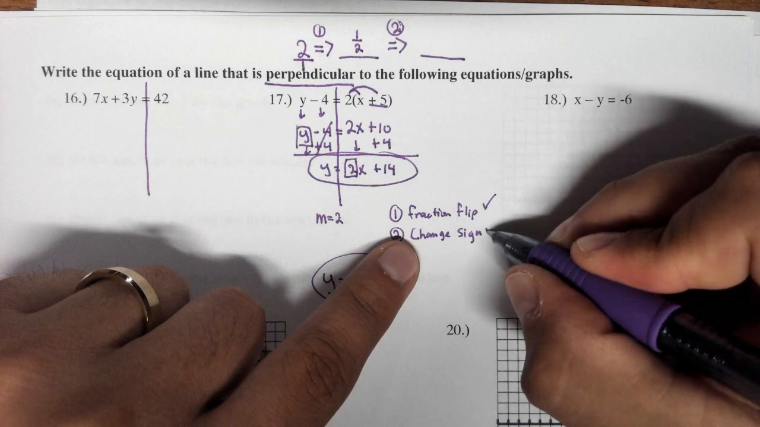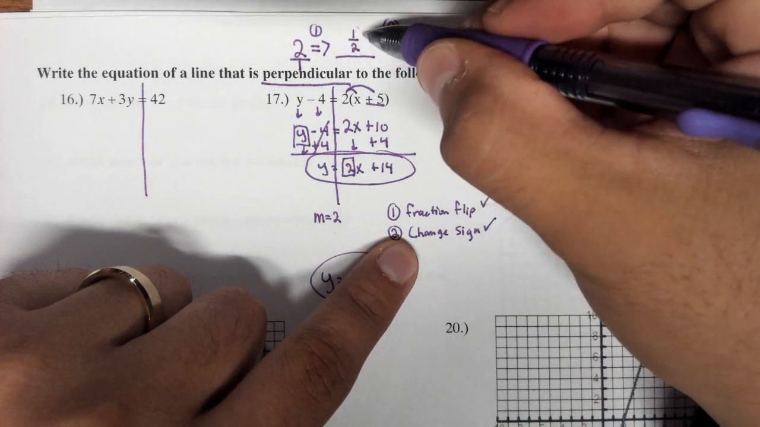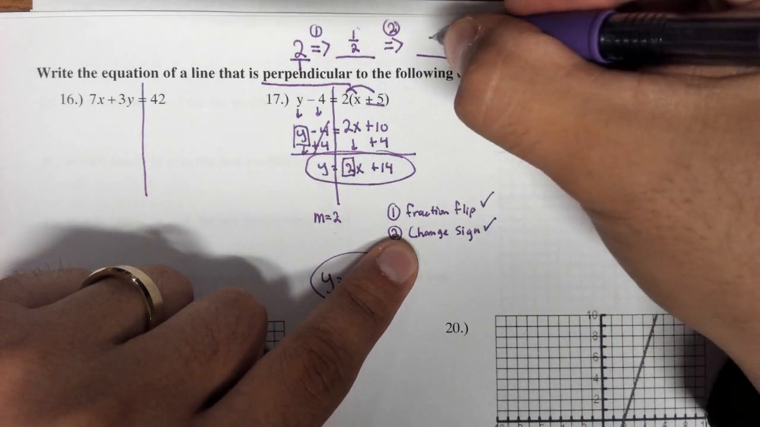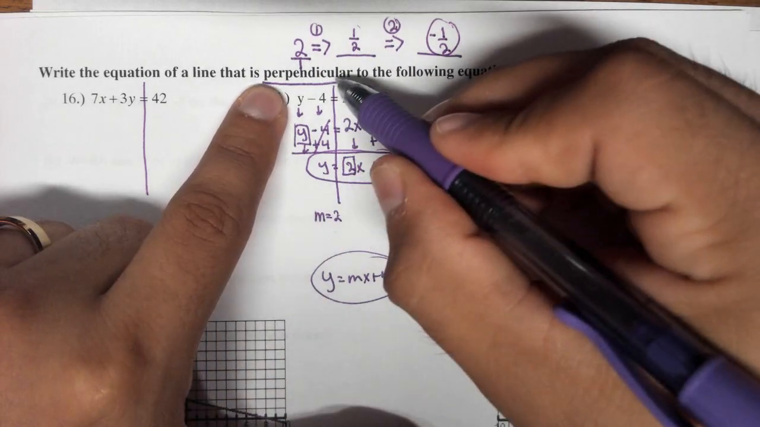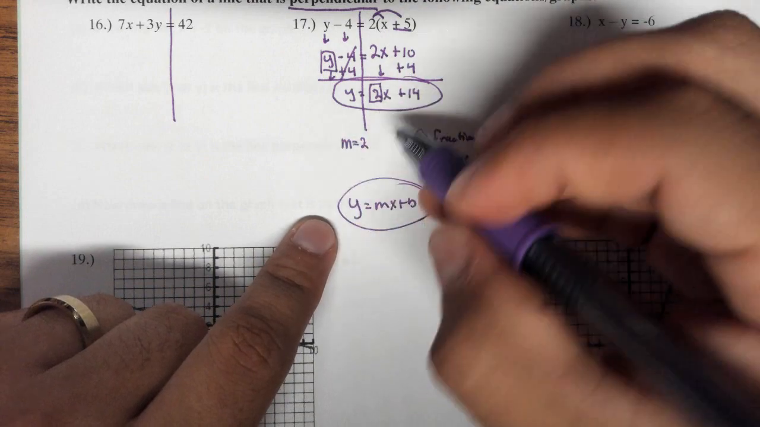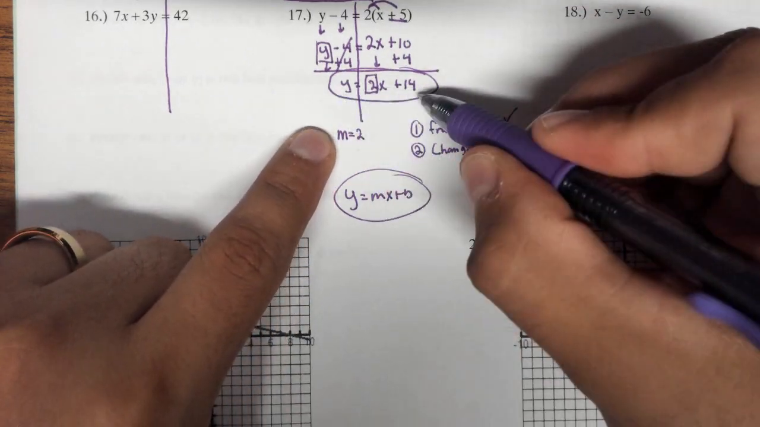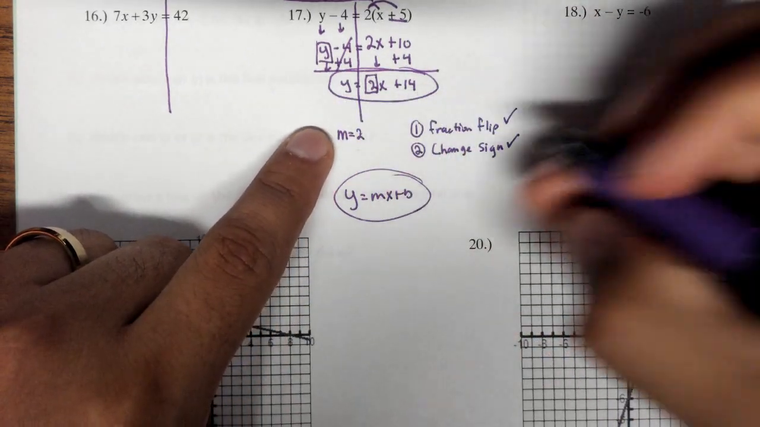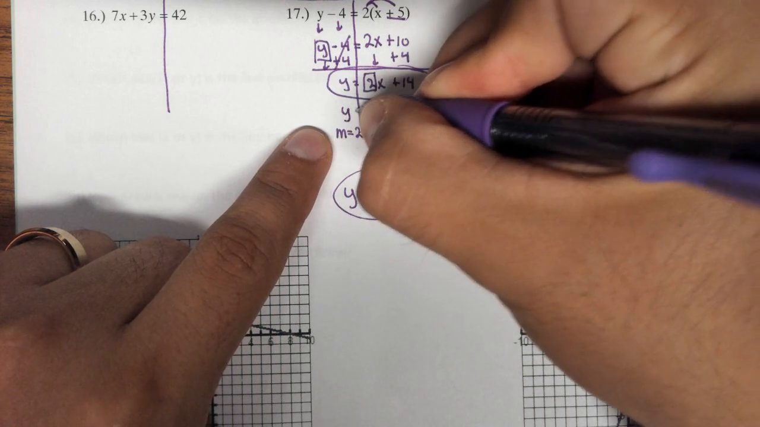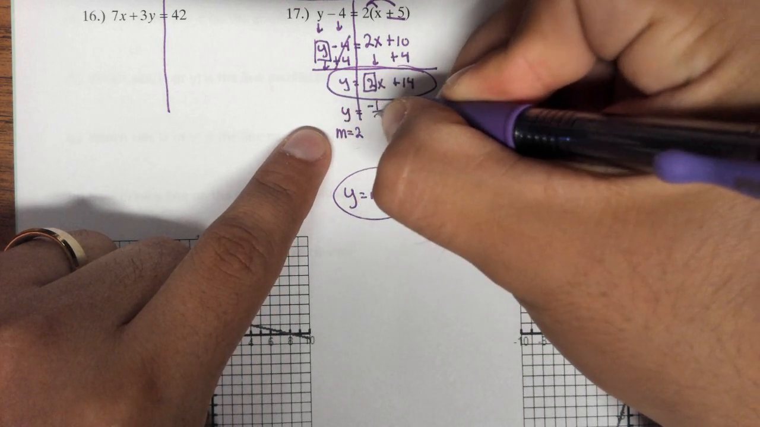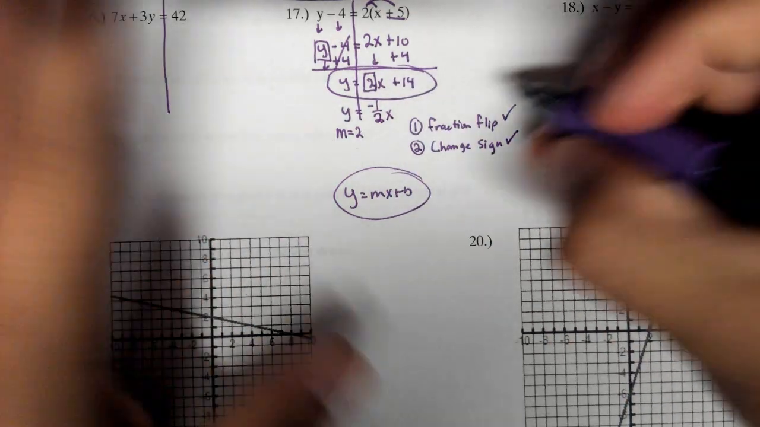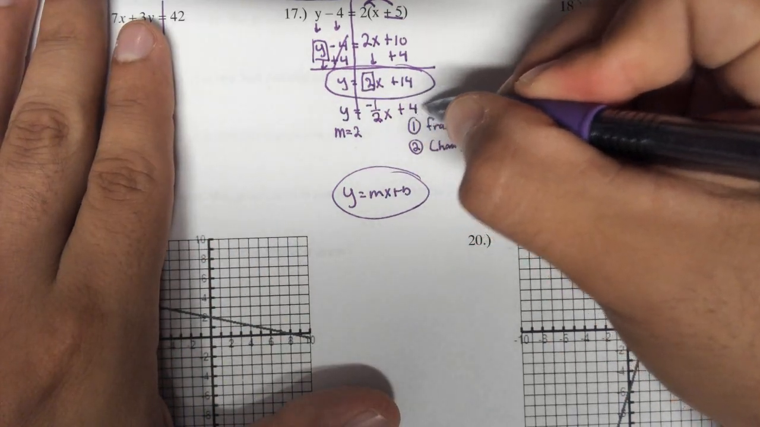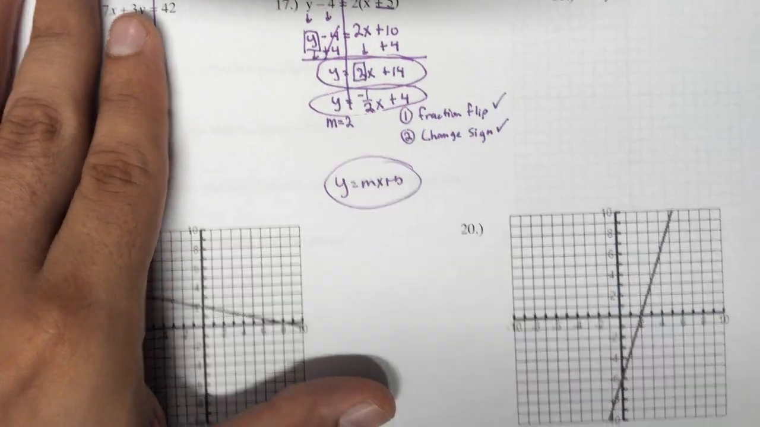Step 2 is simply to change the sign. So right now it is a positive 1/2. If I change the sign, it now becomes a negative 1/2. So this is going to be my new slope for the line that's perpendicular to this. So whenever I write my new equation, so this is my original equation, y equals 2x plus 14, then my new equation is going to be y equals negative 1/2 x. And then once again, you choose your number, whatever number you want, plus, I don't know, 4. And so that would be my equation.